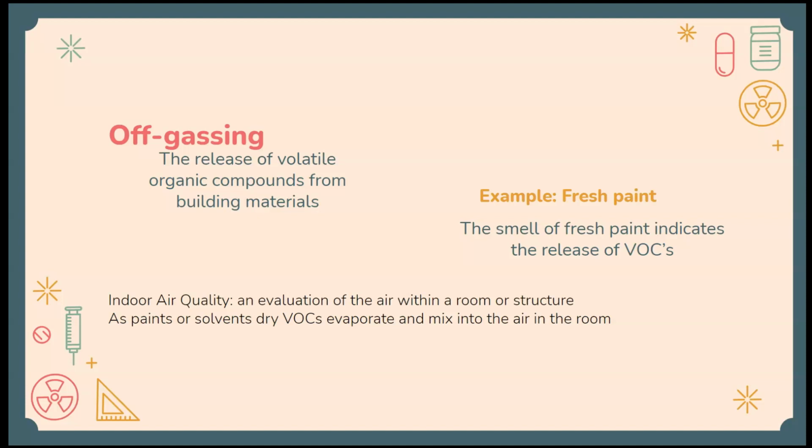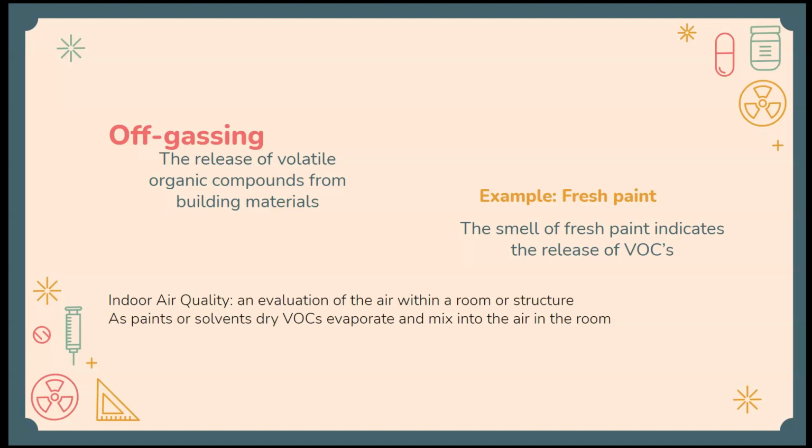So we're going to start looking at a variety of different compounds in different areas that you might be exposed to in the environment where you live, where you work, and how it affects you. So the first thing we're going to talk about is off-gassing. Now, off-gassing is the release of volatile organic compounds, or what we would call VOCs, from building materials.